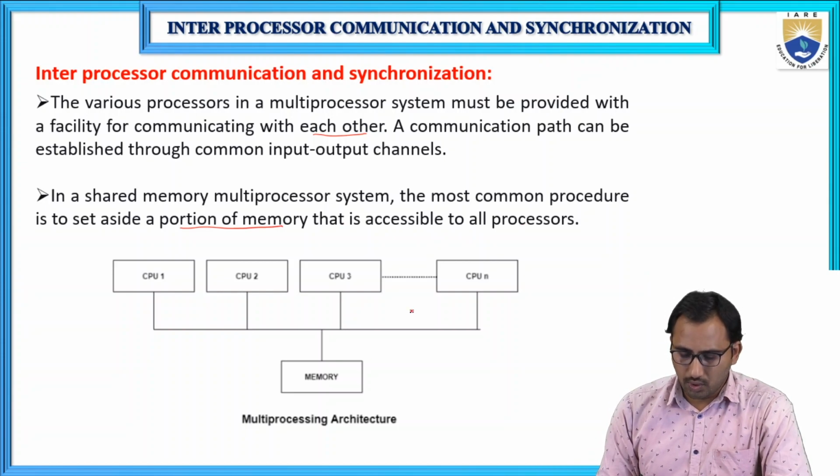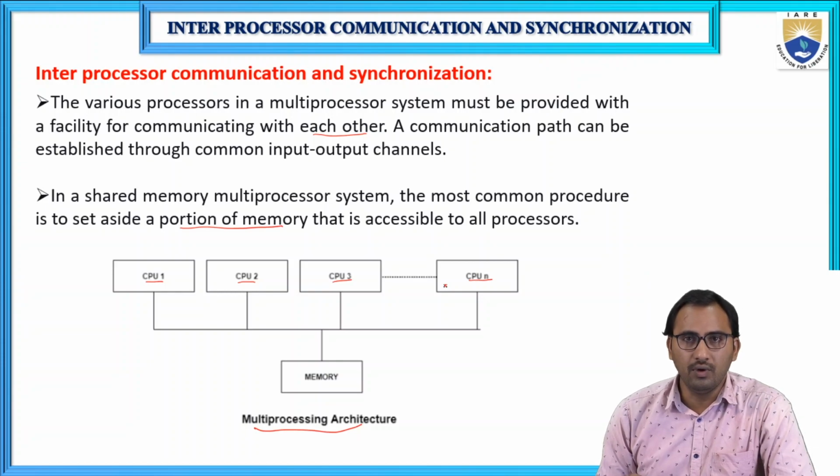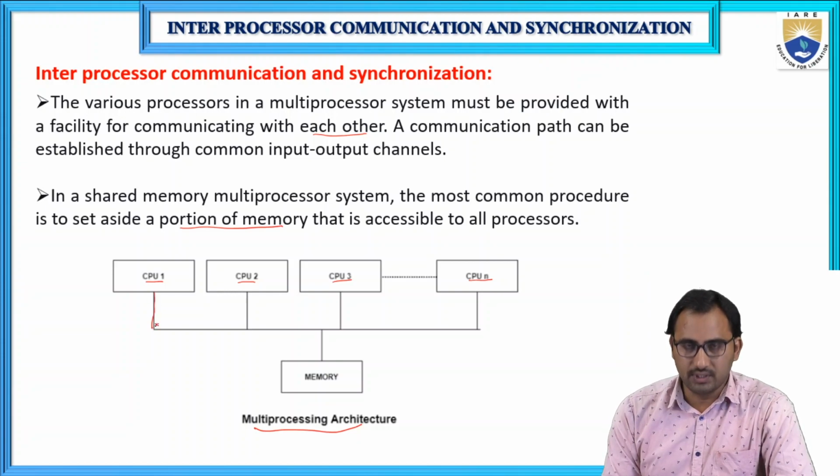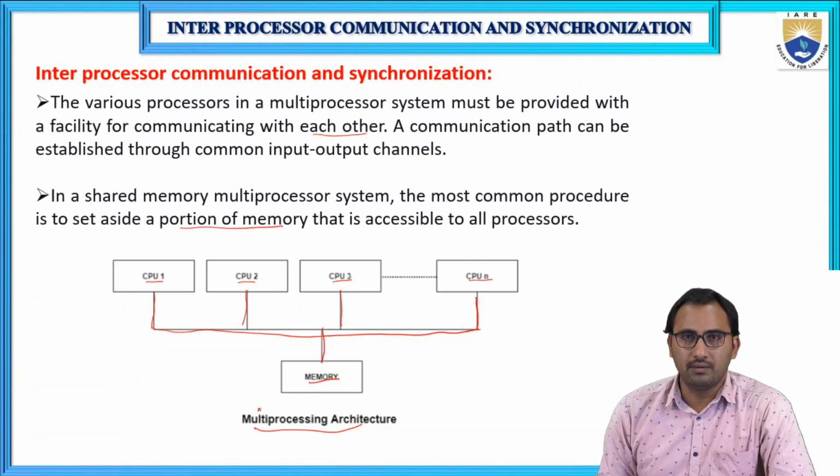Here you can see the multiprocessing architecture. You will see multiple CPUs: CPU 1, CPU 2, 3 and CPU n. Like that we can connect n number of CPUs, and all those CPUs are connected through a common bus. All the CPUs are connected to a common memory, which we can also call shared memory. That means a single memory is shared by all the CPUs. This is called the multiprocessor system.